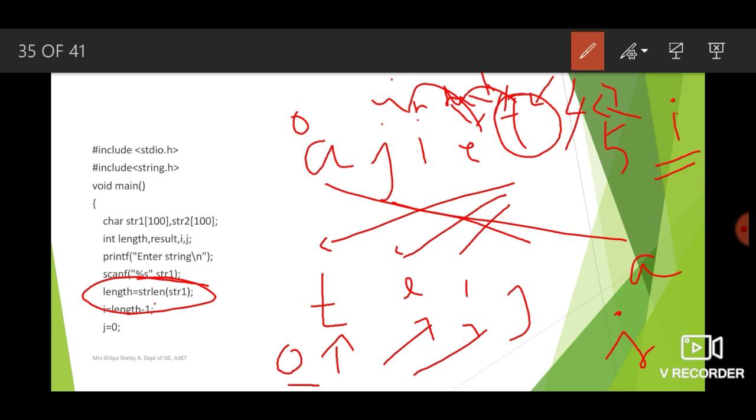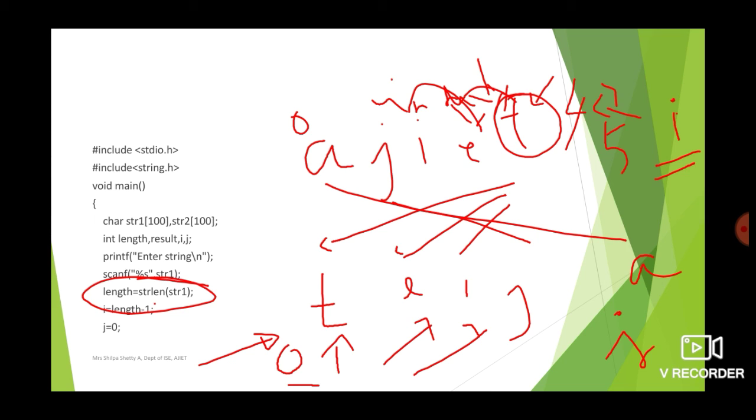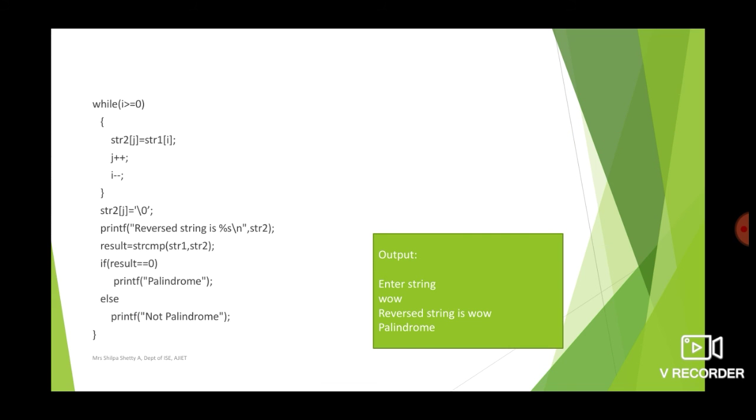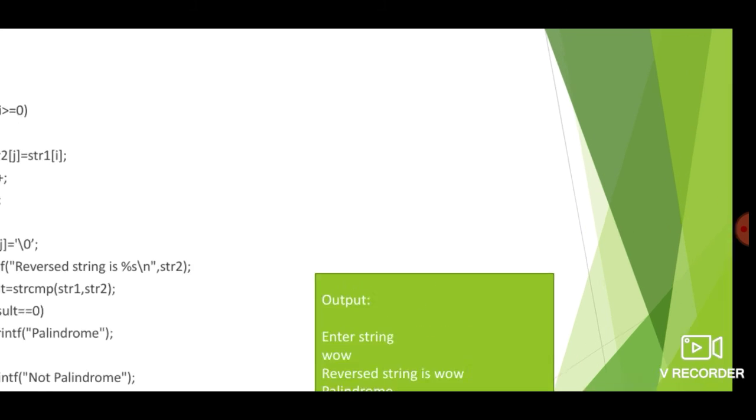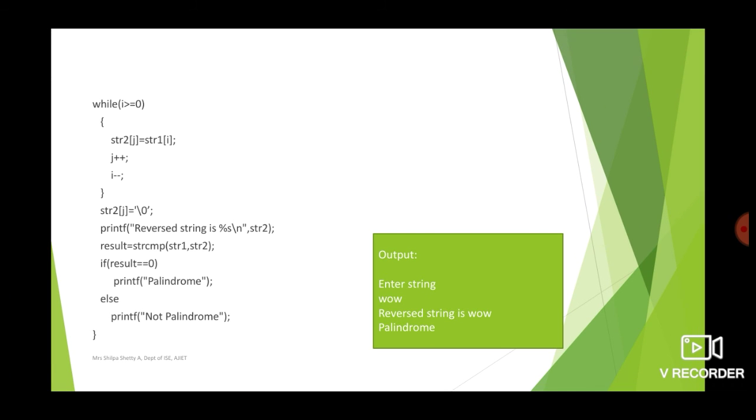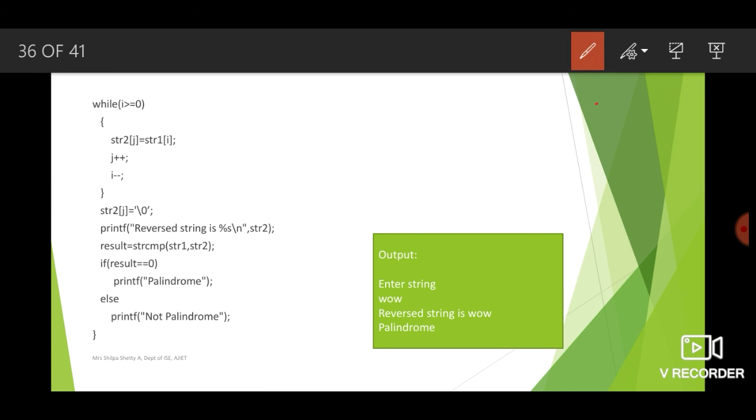Then after that we will take J as 0, that is, J is representing the index of the second string, so let us take it as 0. Now while I is greater than or equal to 0, I is moving from 4 till 0, because it is coming in this order: 4, 3, 2, 1, 0. So what do we do? str2 of J is str1 of I.